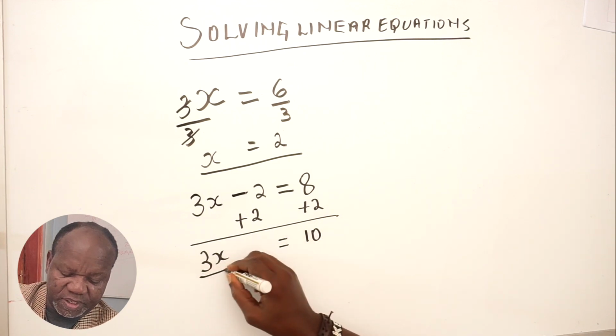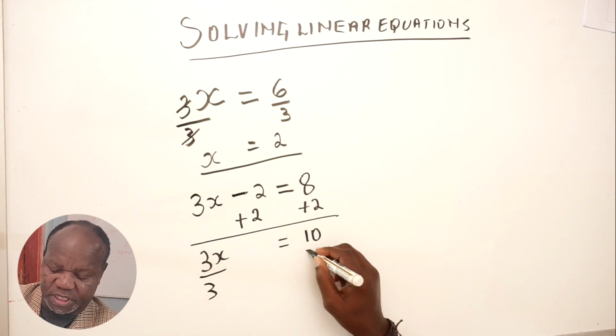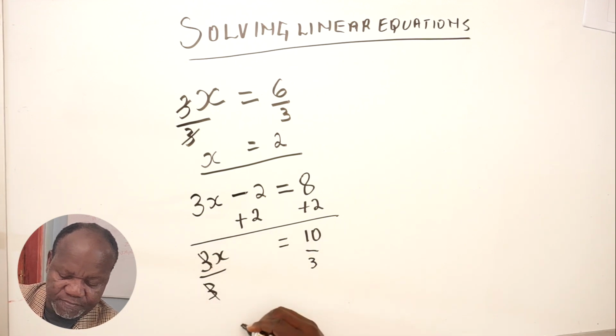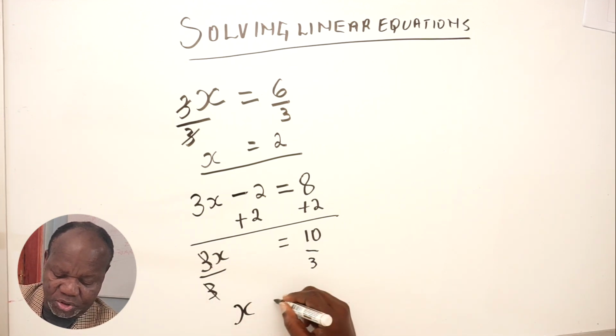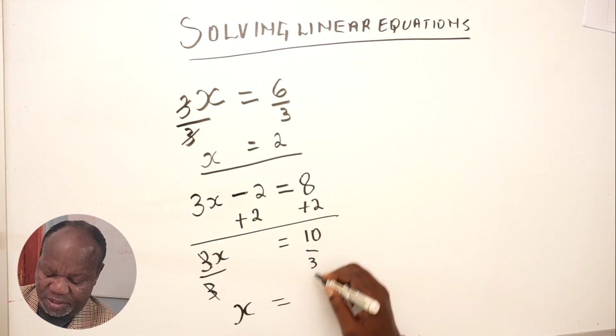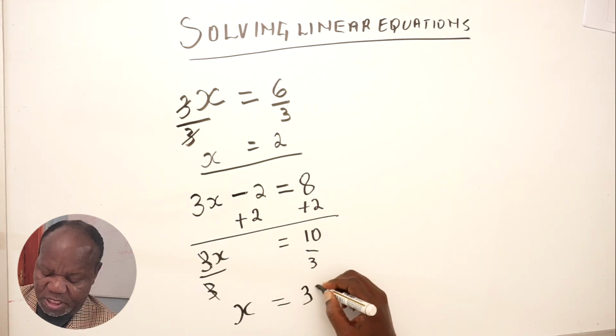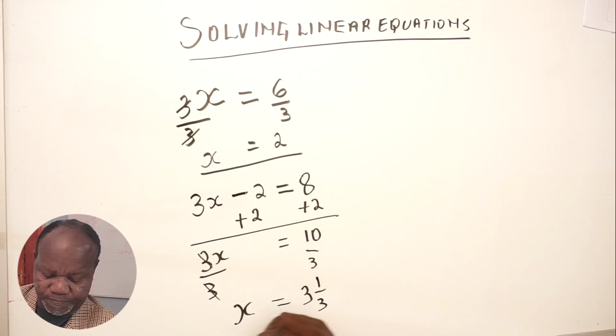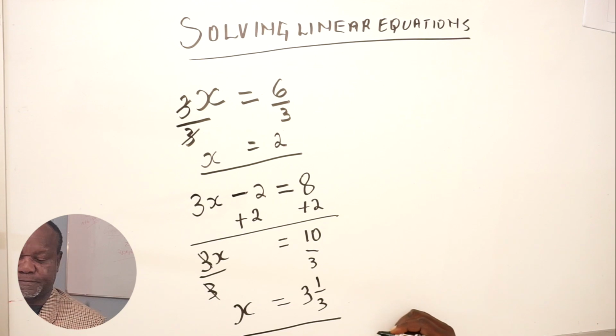Now again we can divide by 3, both sides. 3 cancels the 3 there. x remains alone. And our answer is 10 over 3, which we can write as 3, remainder 1 over 3. Okay?